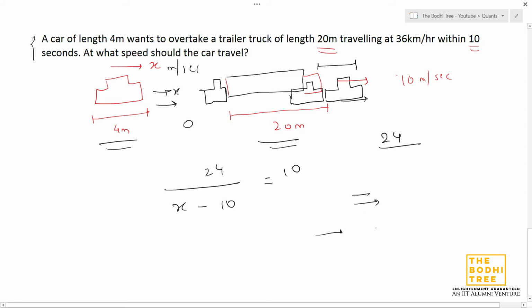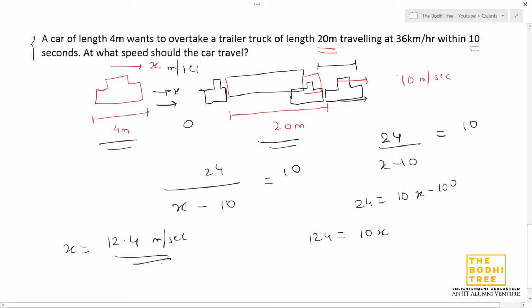If they were in opposite directions, we would have added the speeds. So 24 upon x minus 10 is equal to 10 seconds. Cross multiplying, 10x minus 100 is 24, so 100 goes on the other side and we get 124 is equal to 10x. So x is equal to 124 by 10, which is 12.4 meters per second.